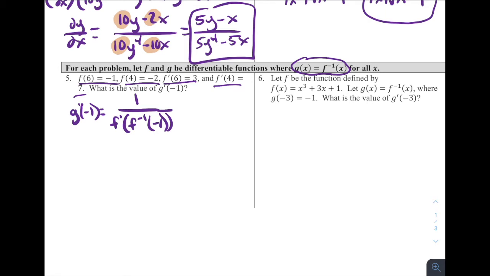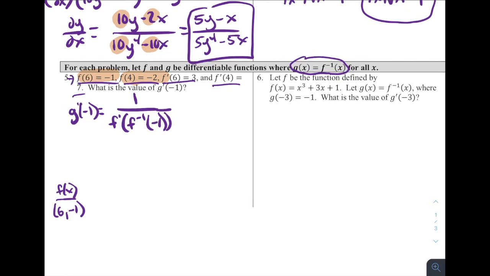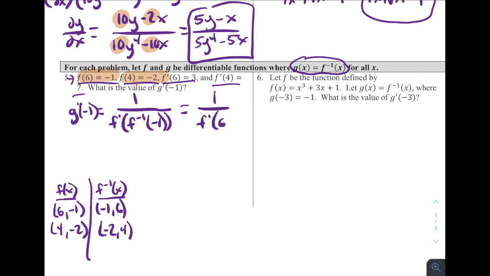Well, we notice for f of x that one coordinate is 6, -1, which they're telling us here, and another coordinate is 4, -2. Then for f inverse, we switch the x's and the y's. That means there has to be a coordinate of -1, 6 and a coordinate of -2, 4. So if I'm finding f inverse of -1, we see that when x is -1, the output is 6. So this is 1 over f prime of 6.